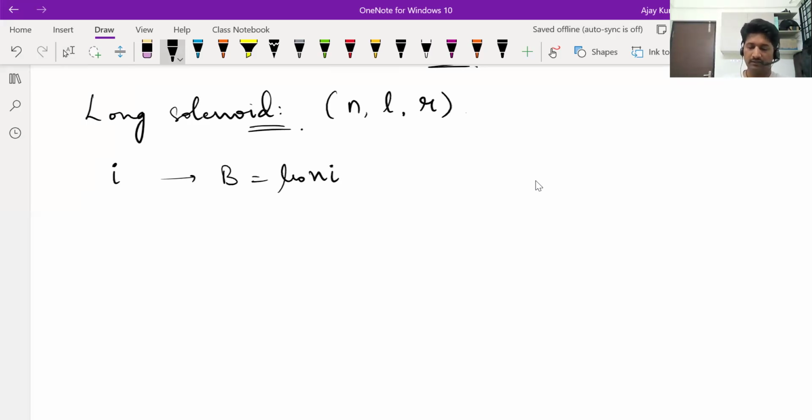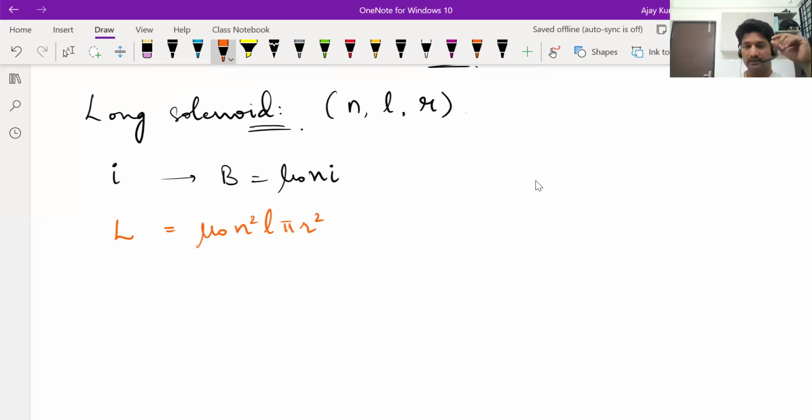Can one of you tell me what is the formula for self-inductance of a long solenoid? We derived self-inductance only for solenoids. What is the expression we derived? Sir, mu naught n square L pi r square. Correct. Mu naught n square L pi r square depends on the medium and geometrical factors. This is the self-inductance of a solenoid.